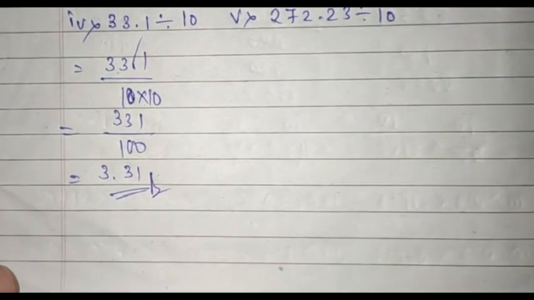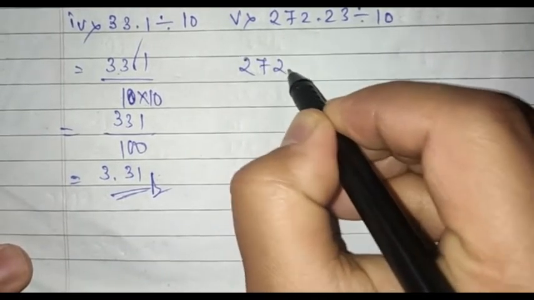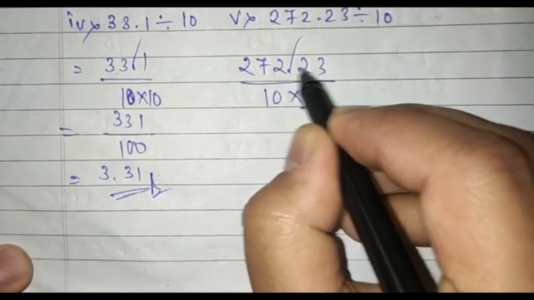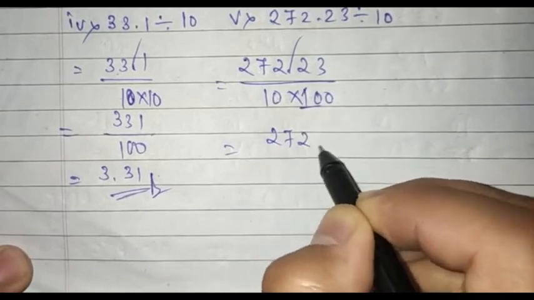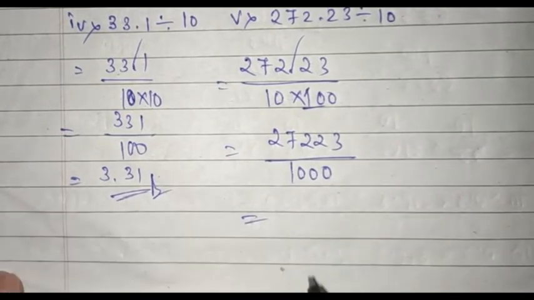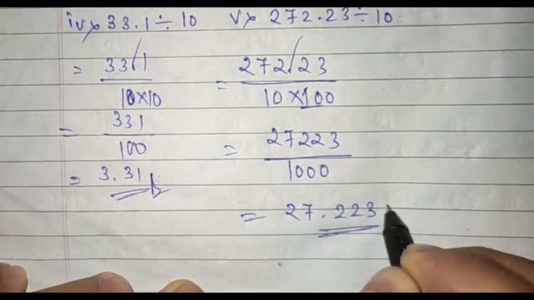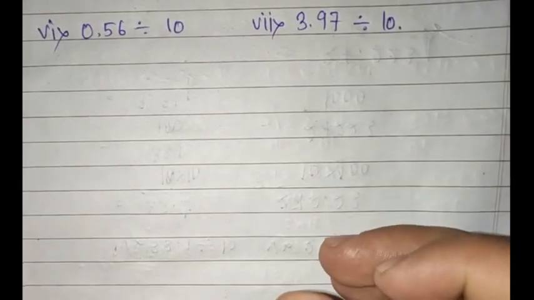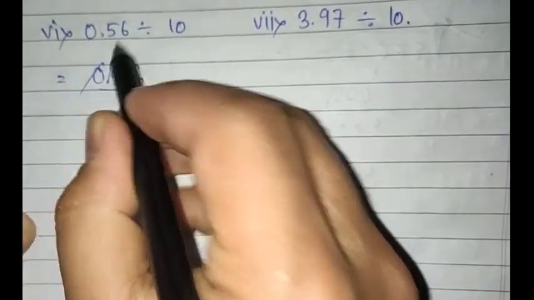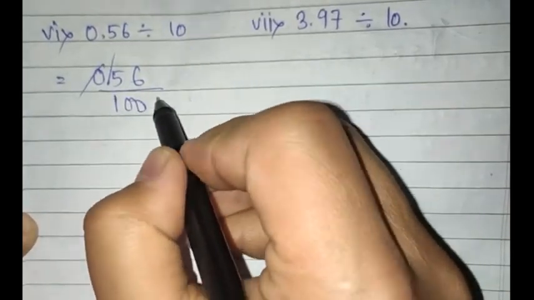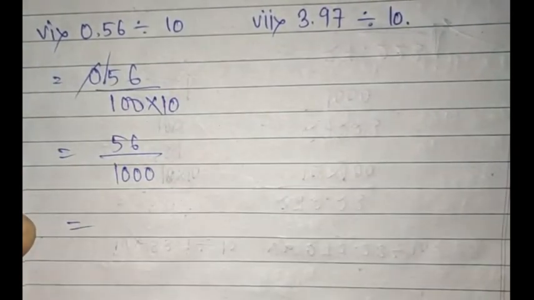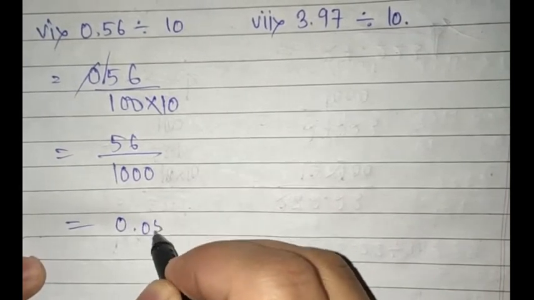Alright, proceeding further, we have question number 5. 272.23 divided by 10. Remove this point, 1 will be there, and after that 2 zeros will be there. 27223 divided by 10 into 100 is 1000, right? So when you divide this, you are going to get 27.223. Alright, proceeding further, we have question number 6. 0.56 divided by 10. When you remove this point, 100 into 10, right? So 56 divided by 1000. When you divide this, you'll be having 0.056.